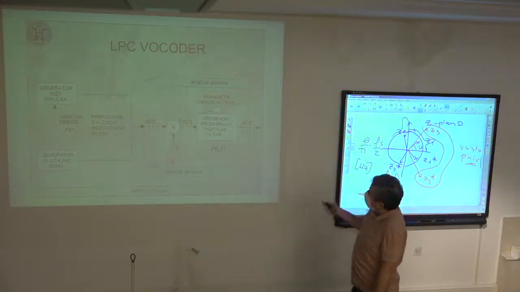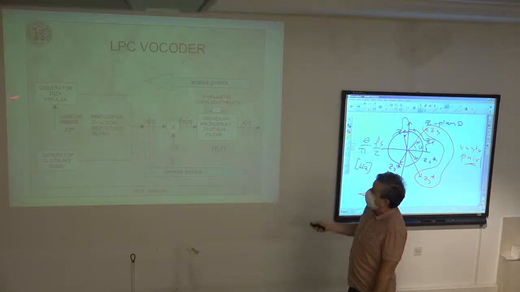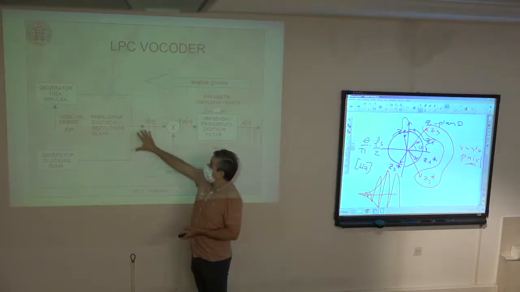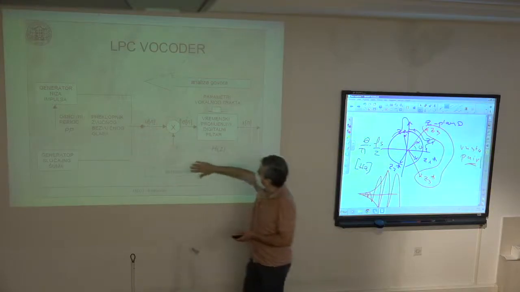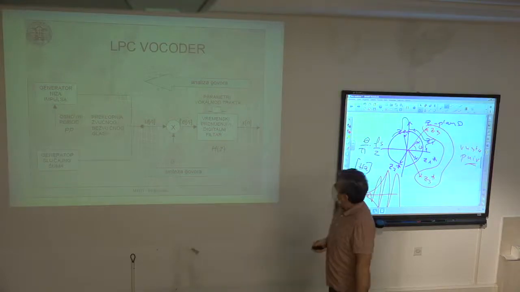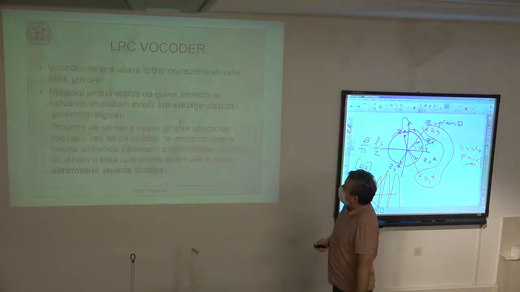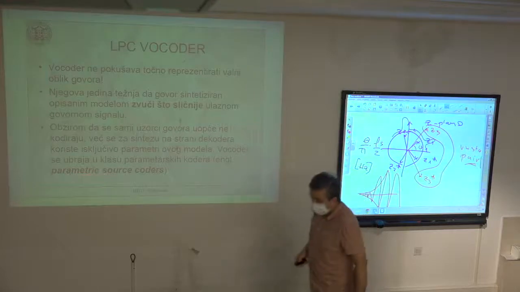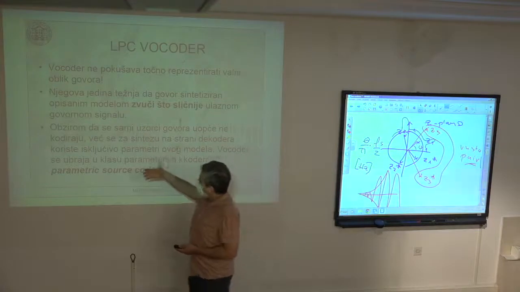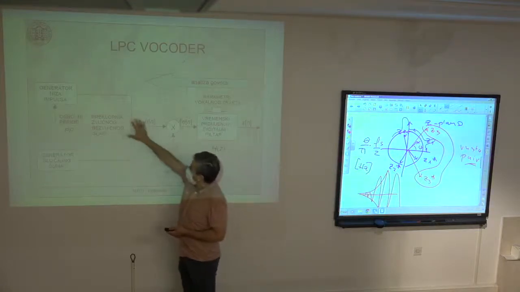So in the sense of analysis, the goal is to find this set of parameters and how they change with time. In the sense of synthesis, I apply these estimated parameters and use them to synthesize output speech, which sounds similar to the original signal. Okay? And this kind of model is denoted as parametric source coder, because only the parameters are encoded.